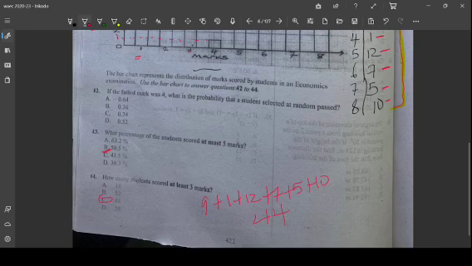So make sure you understand the question and then you are easily able to solve it without problems.